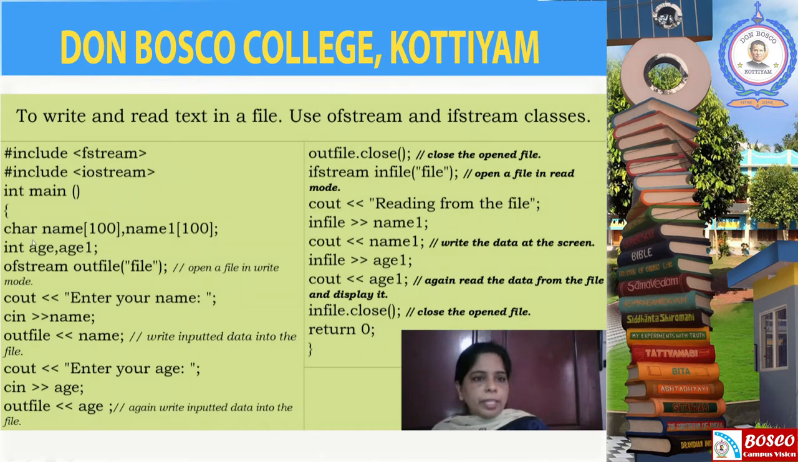Then we have to declare the variables as per our program. Here the program is to read and display the name and age of a student. So I have declared two character variables and two integer variables, for the name and the age. Then next I have created ofstream outfile("file"), and this statement means ofstream is a class, outfile is an object, and file is a file name, and this statement indicates that the file is opened in write mode.